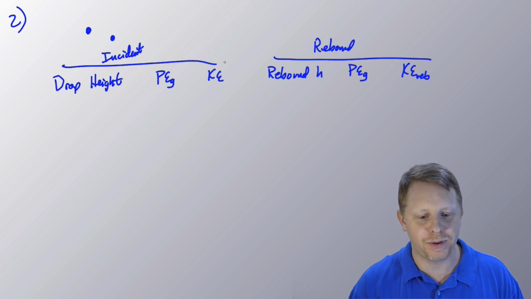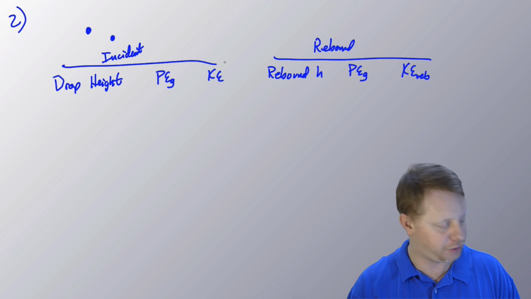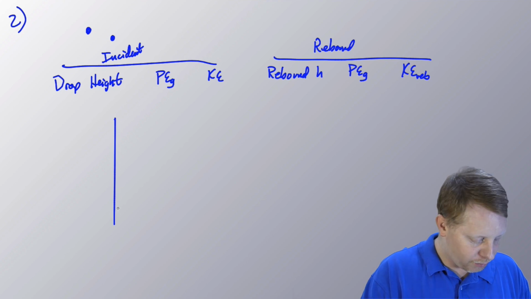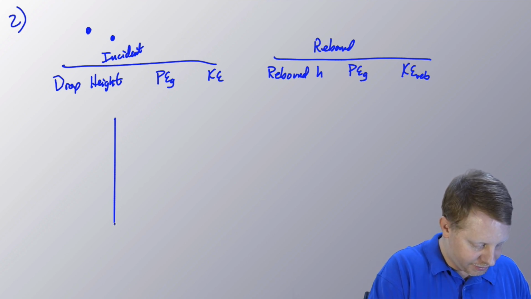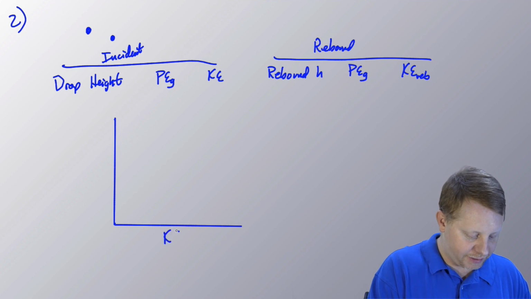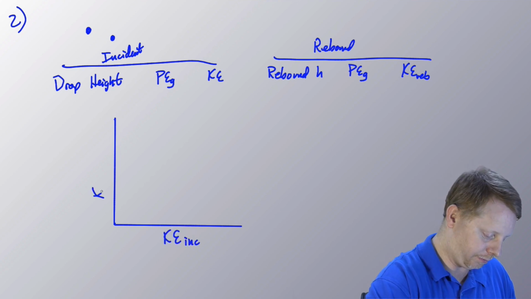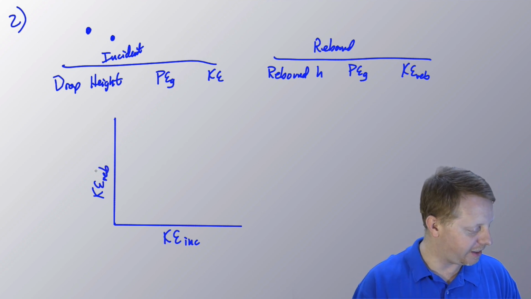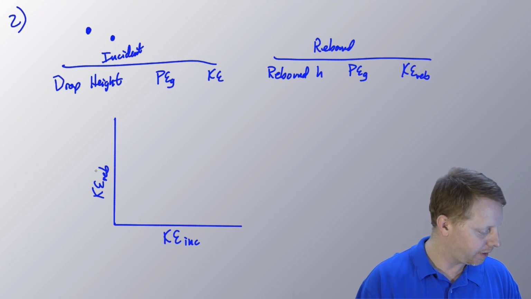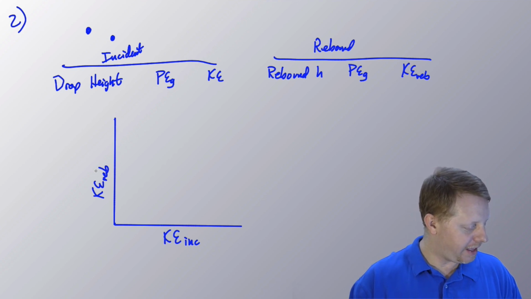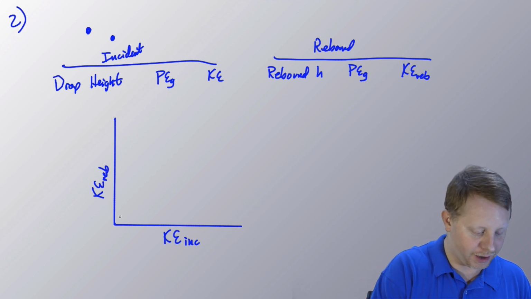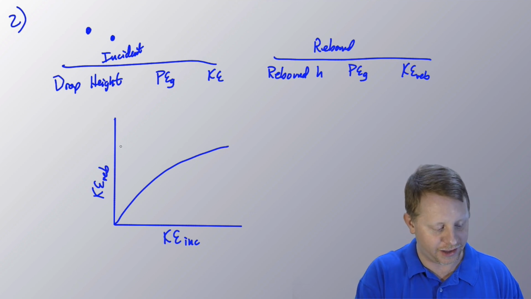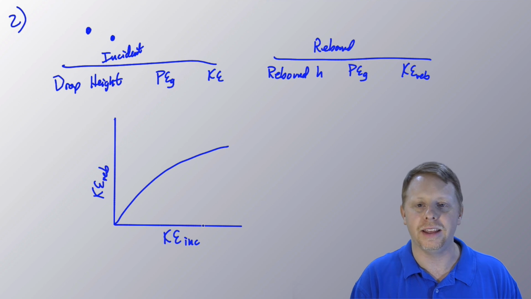So how would we use that representation to determine whether the data are consistent with the student's hypothesis? Well, if we then graph our rebound kinetic energy as a function of the incident kinetic energy, we should see a slope of 1. They should be exactly equal for a perfectly elastic collision, a straight line. However, if the student's hypothesis is correct, we're going to see something kind of like that. It's going to tail off, and our rebound height isn't going to be as great as our incident height.